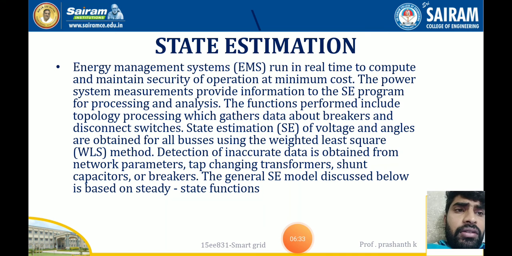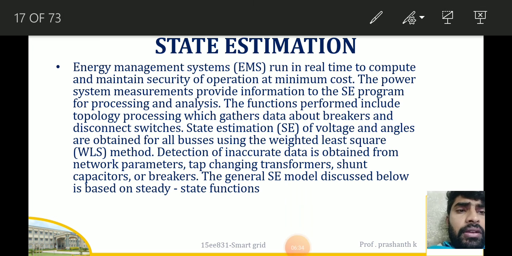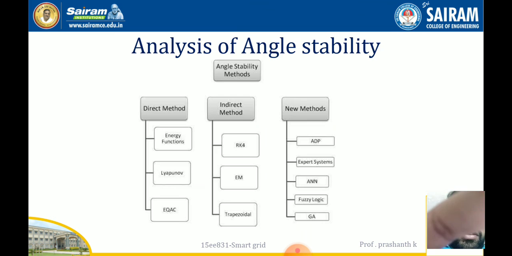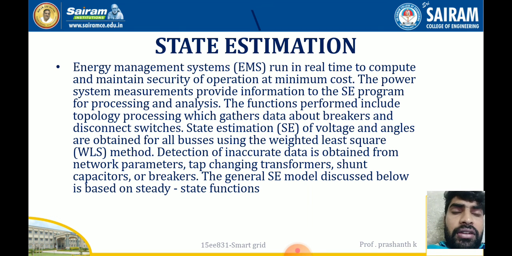Okay, once again we'll revise the concepts. First we discussed voltage stability analysis, and angle stability analysis techniques: direct method, indirect method, and new methods. So direct and indirect we are going to eliminate, and we are going to implement new methods in the power system stability analysis technique. Next we discuss stability analysis estimations. So how does the estimation occur in the power supply system, right?